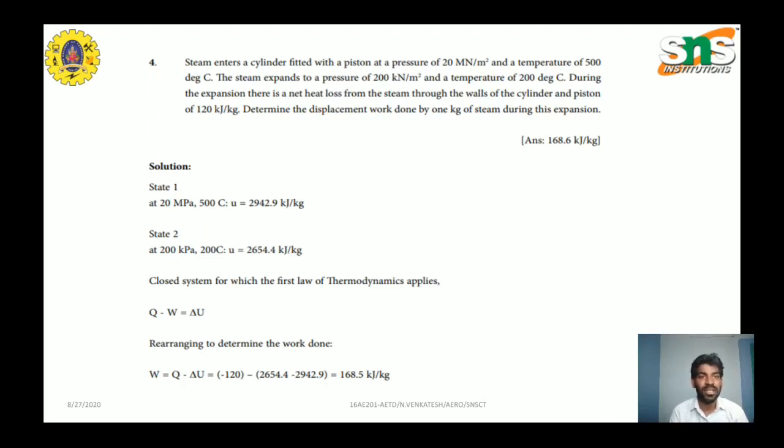For a closed system, the first law of thermodynamics applies. We know that Q minus W is equal to del U. Rearranging the equation, the work done W is equal to Q minus del U. So this is the Q, and finally we get the work done value. Before that, we will find out the pressure and temperature and how they are converted into change in internal energy. These are the parameters to find in this problem.